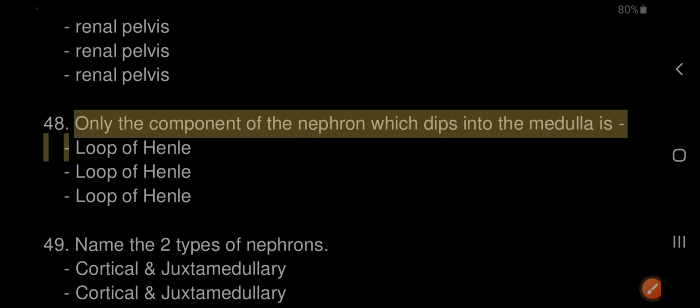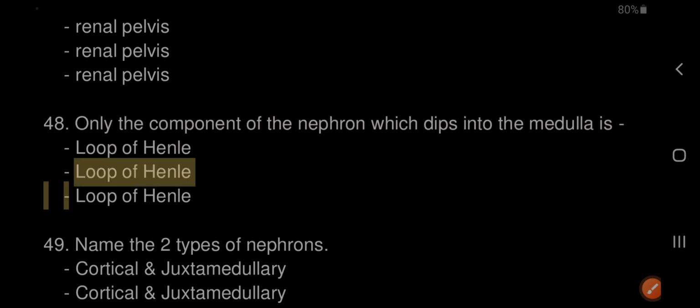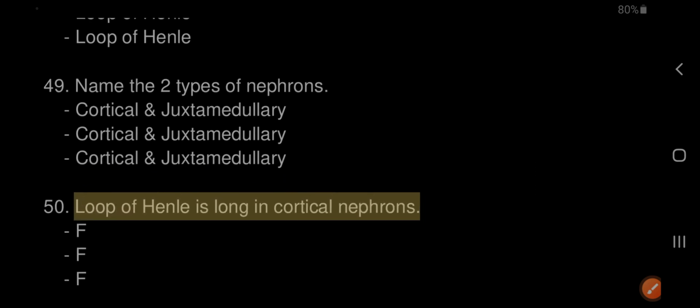49. Name the two types of nephrons. Cortical and juxtamedullary. 50. Loop of Henle is long in cortical nephrons. False.